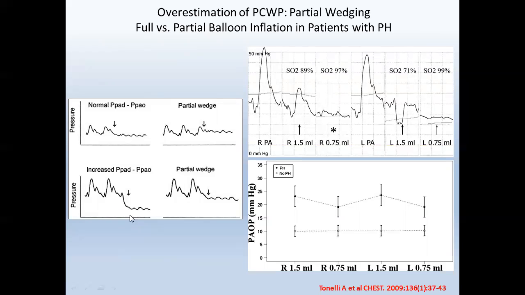In PAH patients, your LVEDP will be 10, and PA diastolic will be 40. You're not going to use the PA 40 as your LVEDP, right? So if you have an intrinsic pulmonary vascular remodeling, then that gradient increases. So I have a few slides in the back.